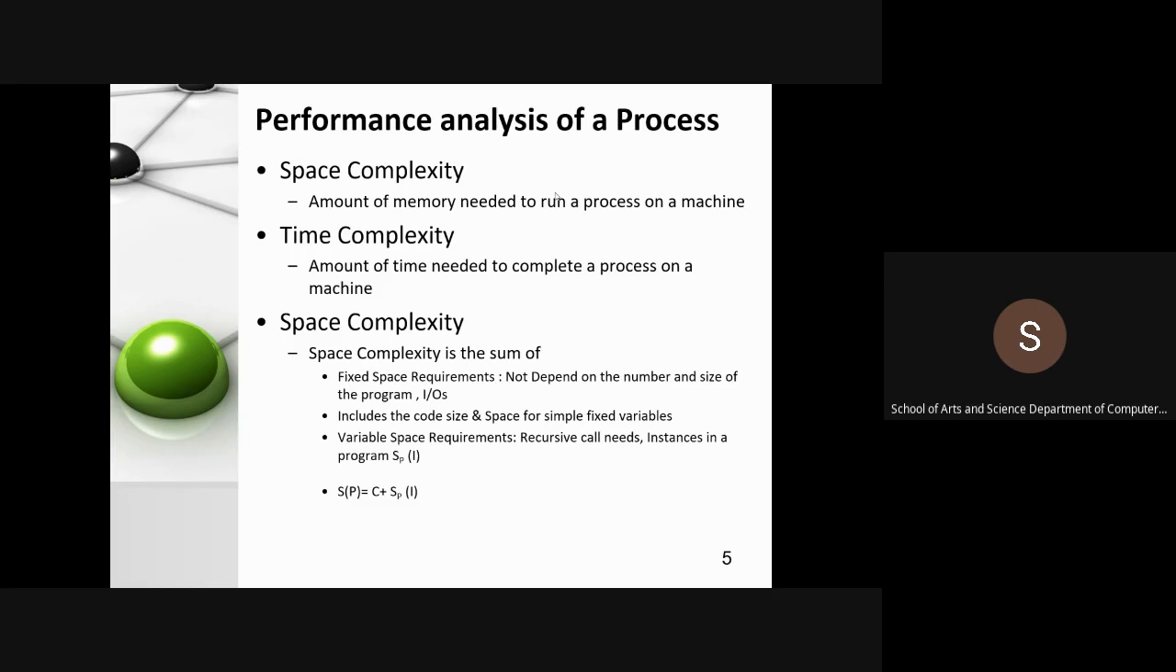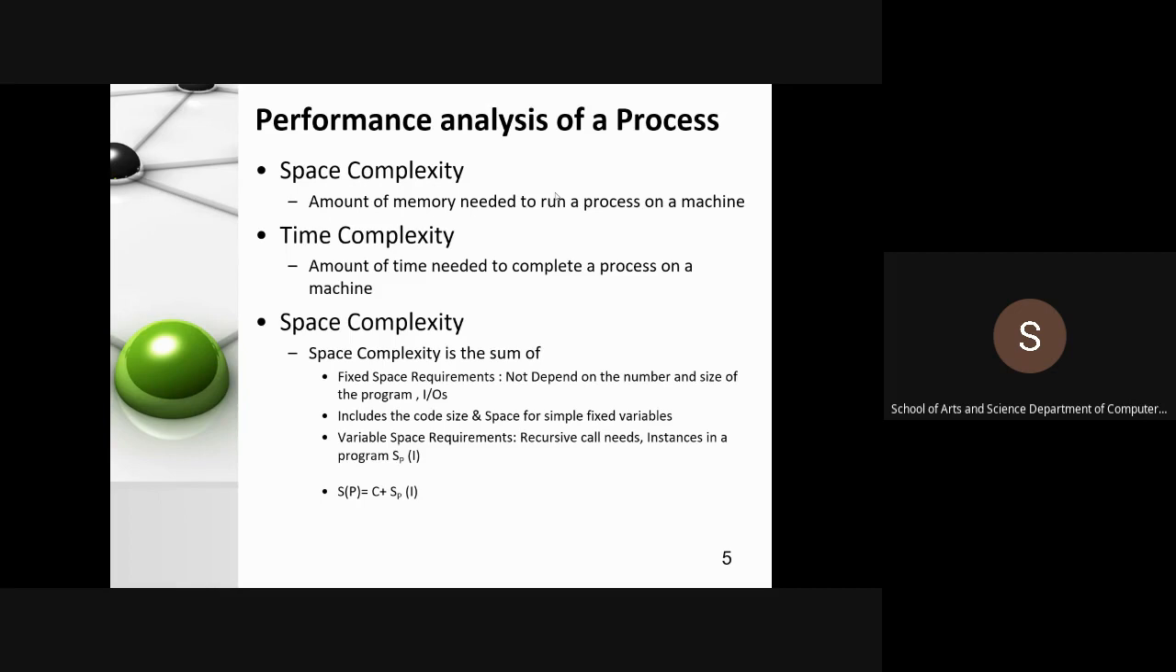So what about space complexity? Space complexity determines the amount of memory needed to run a process on a machine, either dependent on the machine or independent of the machine. Then time complexity. What is time complexity? It determines the overall timing needed to complete a process on a machine. So these two things, space complexity and time complexity, are used on both performance analysis and performance measurement. So first we'll do this.